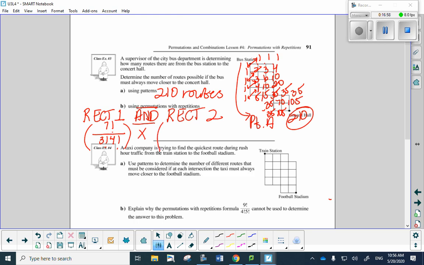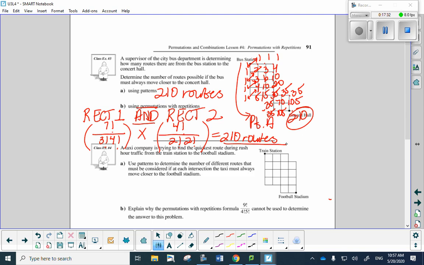So how many movements are there in total? There's 1, 2, 3, 4. So that's 4 factorial divided by, I would move 2 to the right, 2 factorial, and I would also move 2 to the bottom, which is also 2 factorial. Okay, and then when you type these into your calculator, you are also going to get 210 roots. So you would get the same answer. It's totally up to you. If you like to just do it by hand, that's fine. If you want to use the repetition approach, you can do that as well.